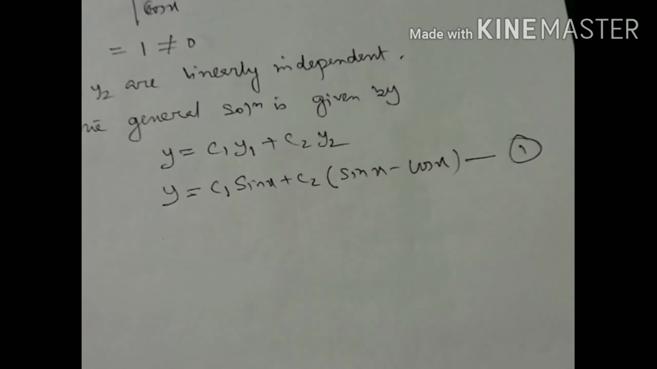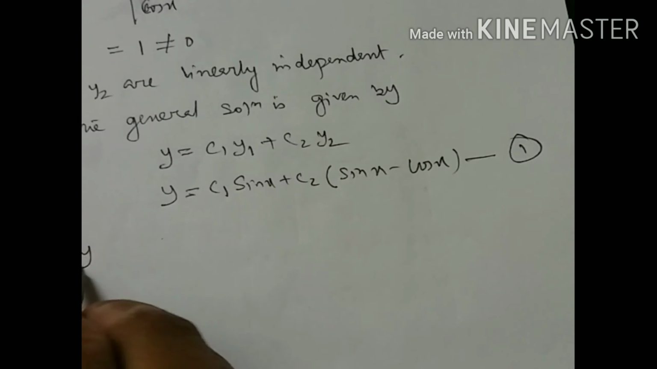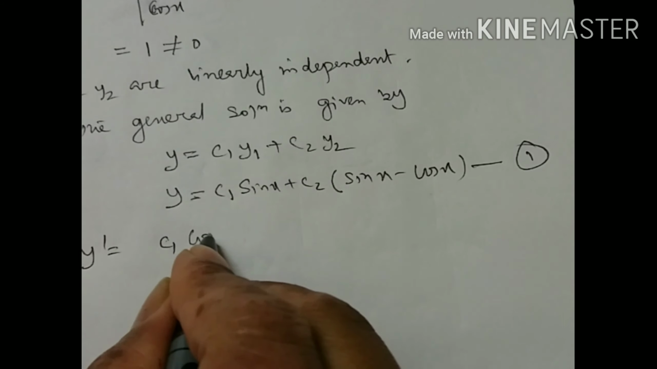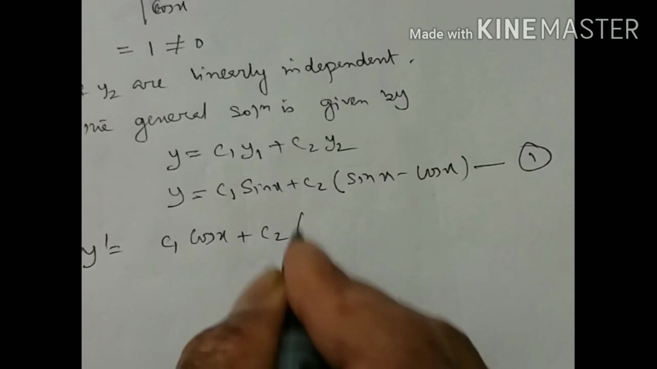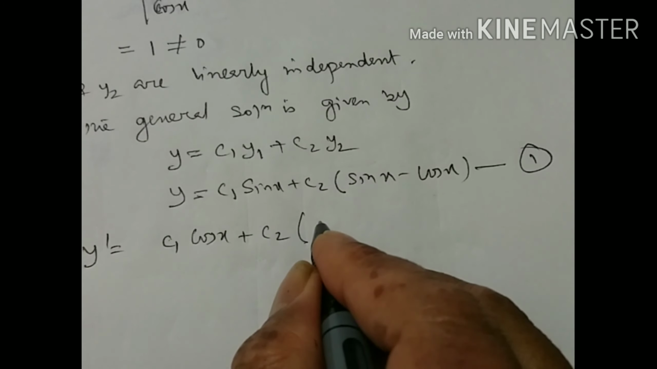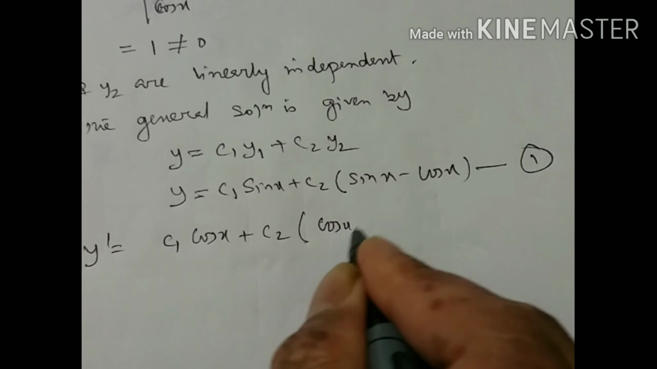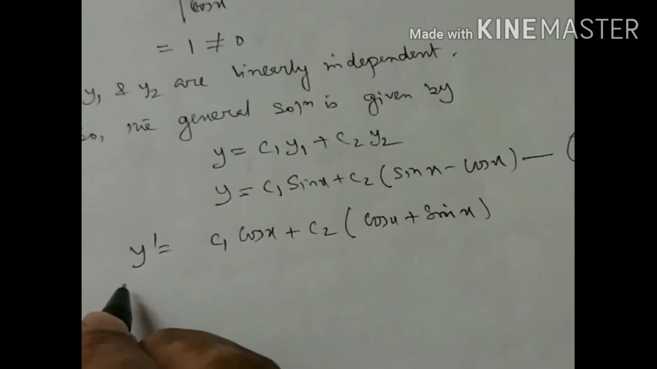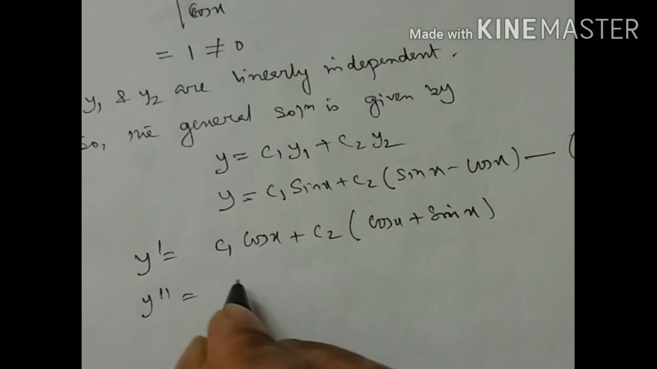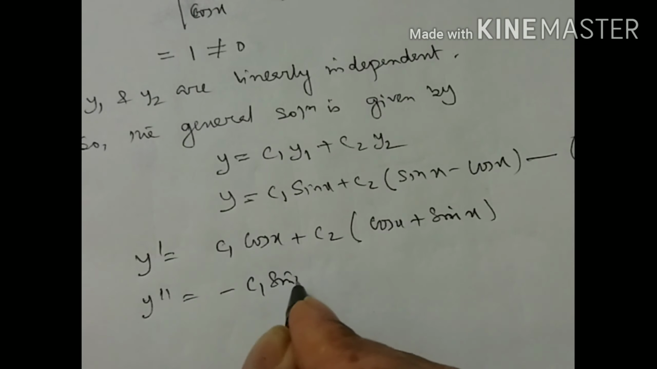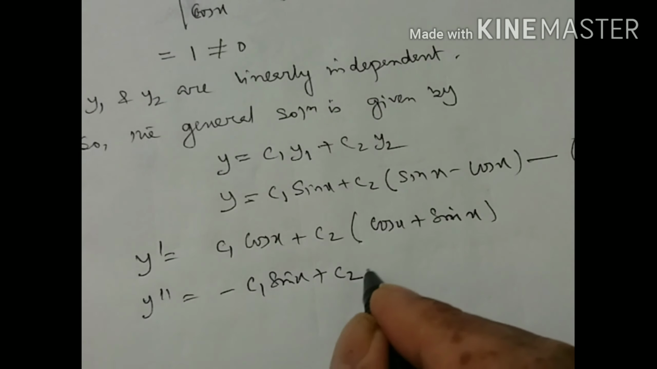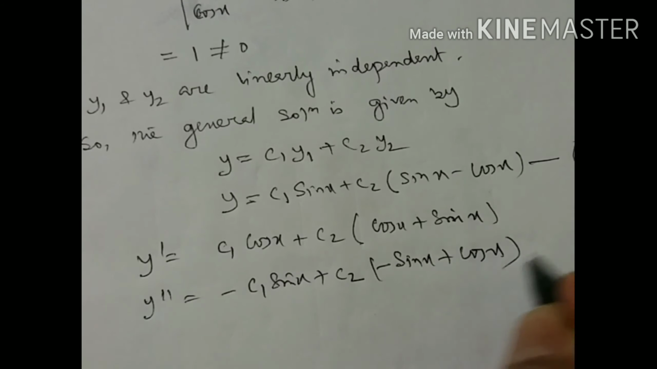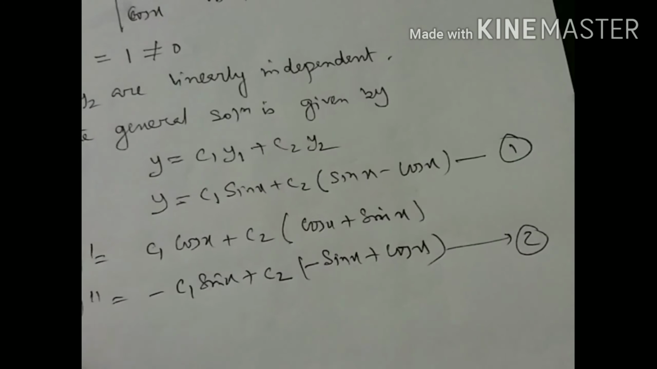Now we differentiate. So differentiating equation 1 twice. After the first differentiation, y dash equals c1 cos x plus c2 cos x plus sin x, and second differentiation, y double dash equals minus c1 sin x plus c2 minus sin x plus cos x. We are marking it 2.